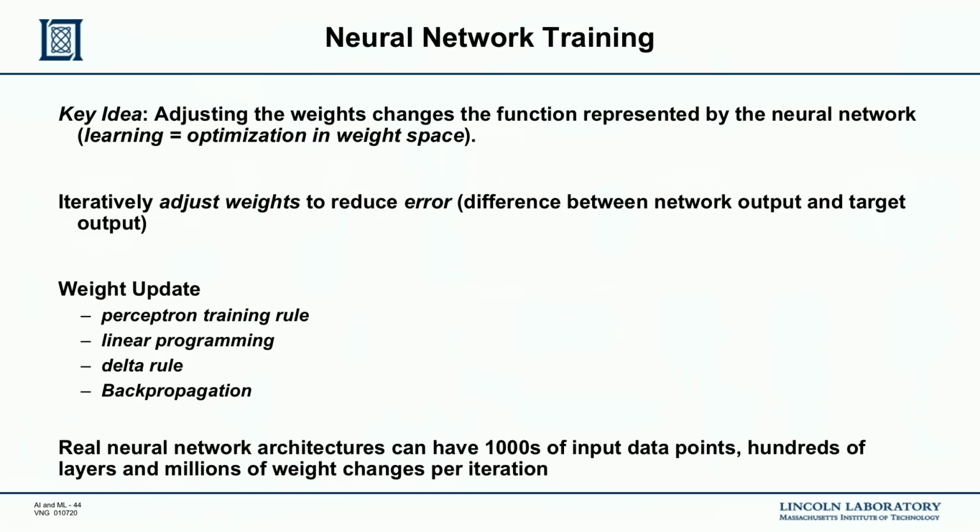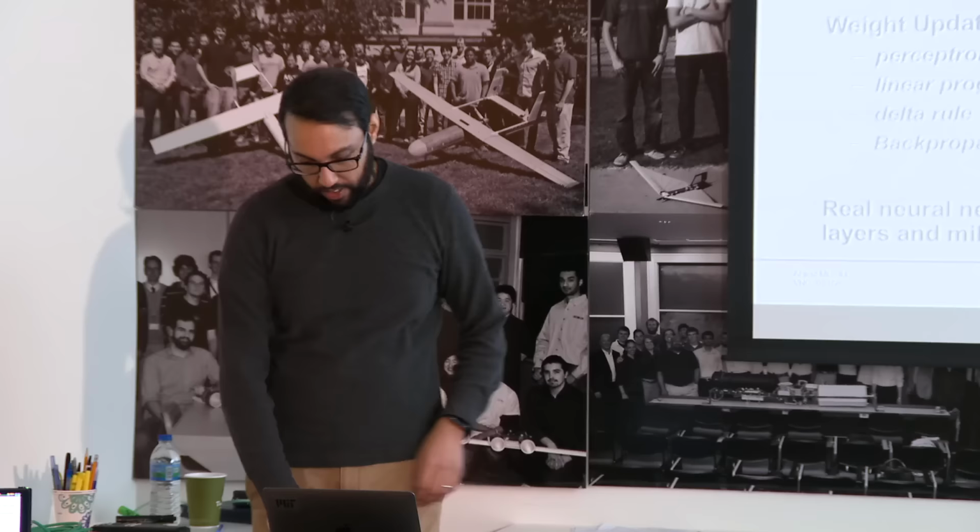Real neural networks can have thousands of input data points, hundreds of layers, and millions to billions of weight changes per iteration. Yes? What you're talking about is generally a serial adjustment of the weights. Do you know of any work being done to parallelize this process? Yes, there's a lot of work being done to parallelize this.